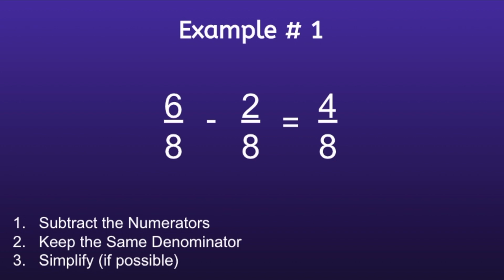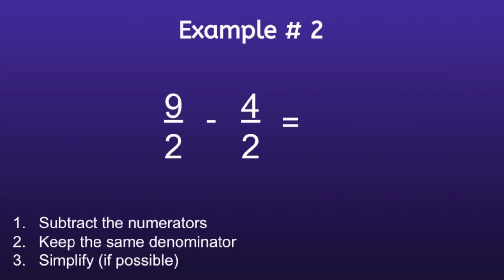Step 3. Simplify. I know that both 4 and 8 can be divided by 4. When I divide both of those by 4, I am left with 1 over 2, or 1/2. So the final answer will be 1/2.